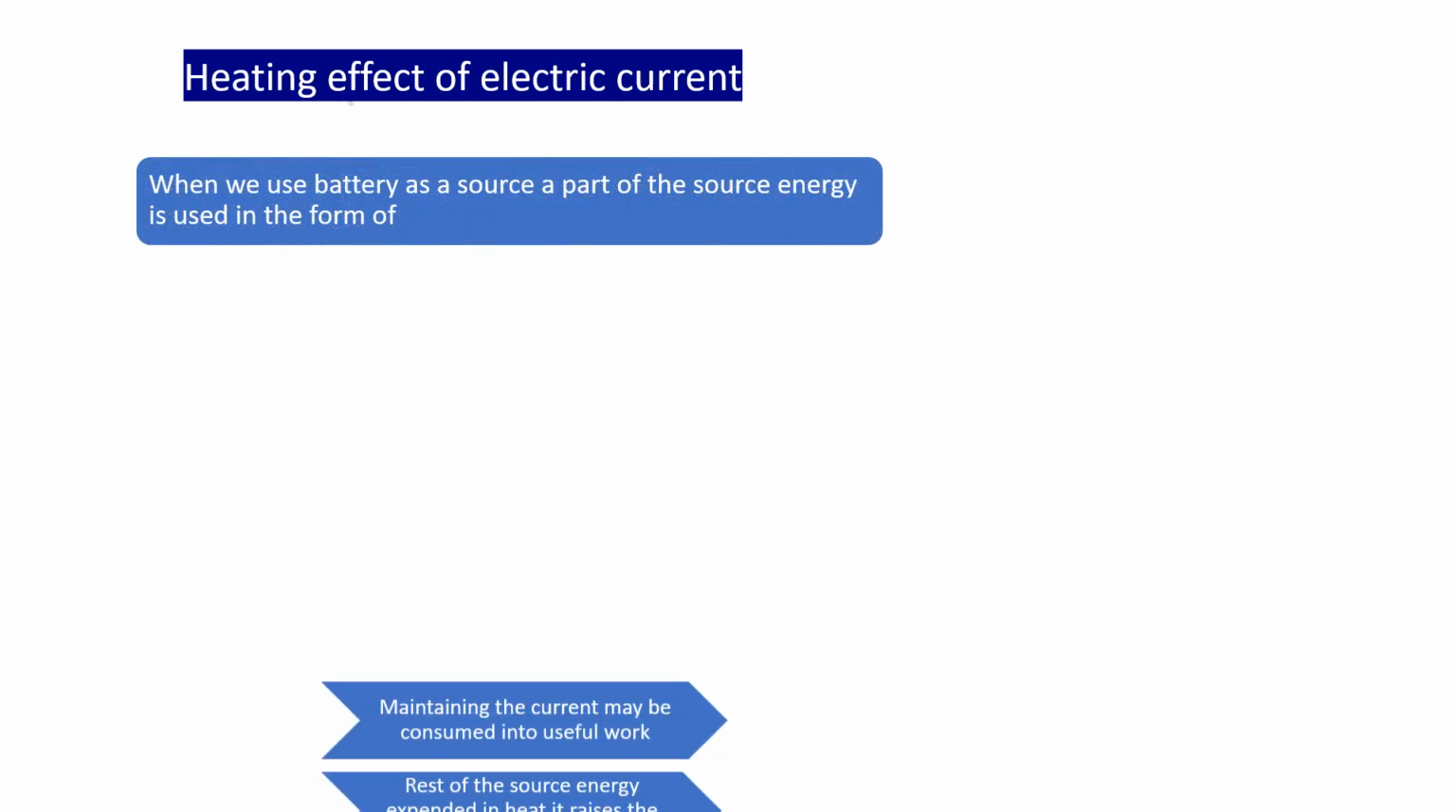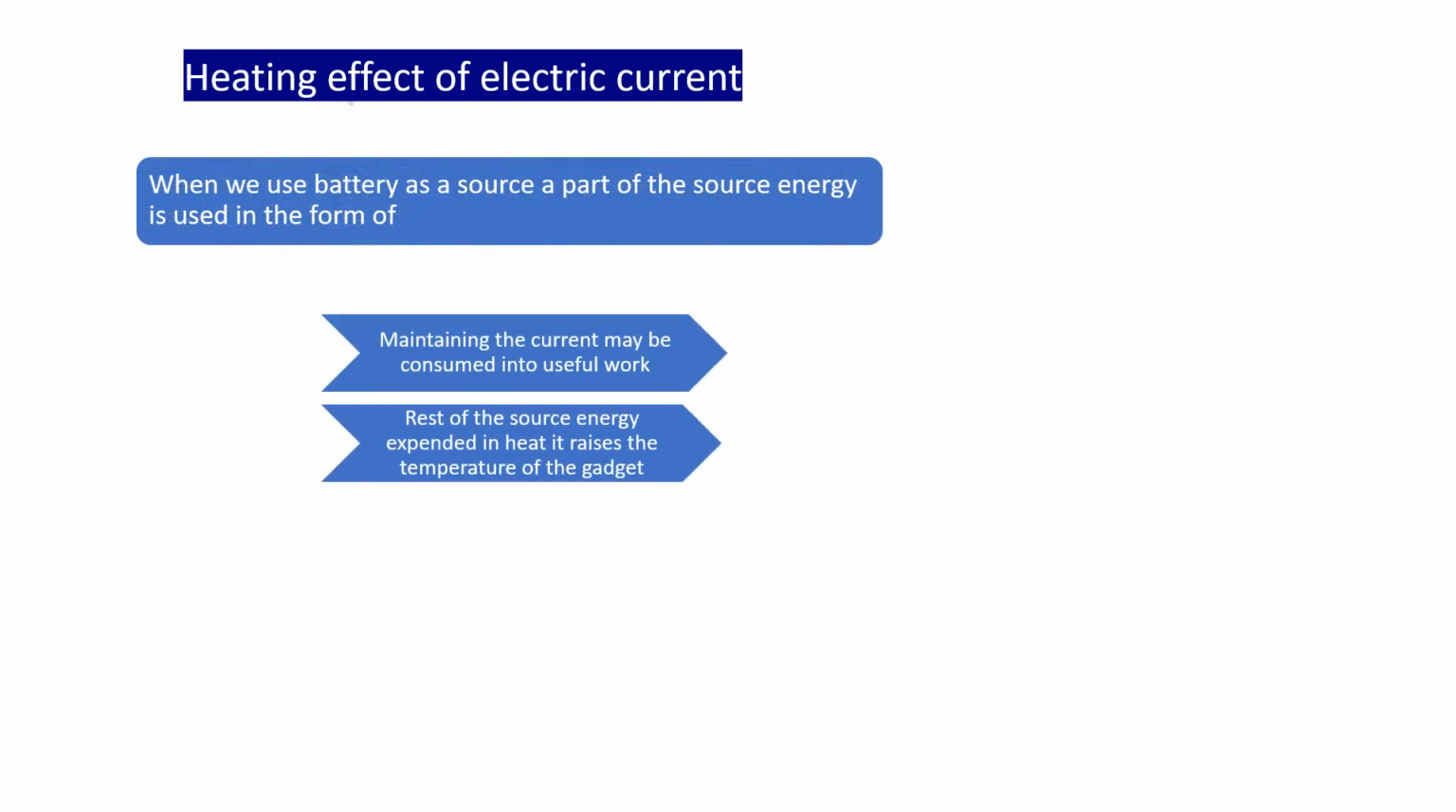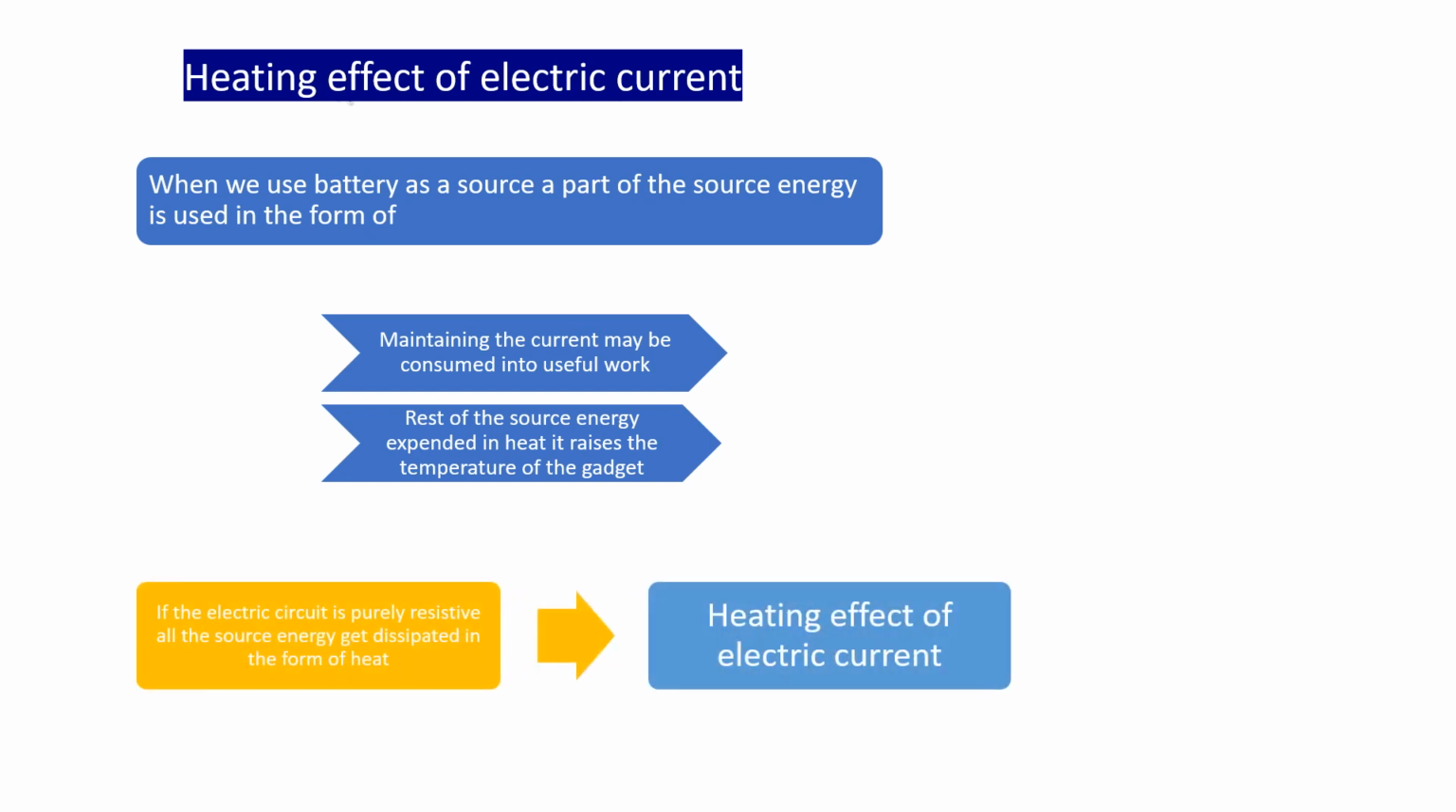Now let us consider the heating effect of electric current. When we use a battery as a source, a part of the source energy is used in maintaining the current and may be consumed in useful work, and the second part, the rest of the source energy, is expended in heat, and it raises the temperature of the gadget. If the electric circuit is purely resistive in character, all the source energy in the battery gets dissipated in the form of heat. This heating up of the circuit is called the heating effect of electric current.